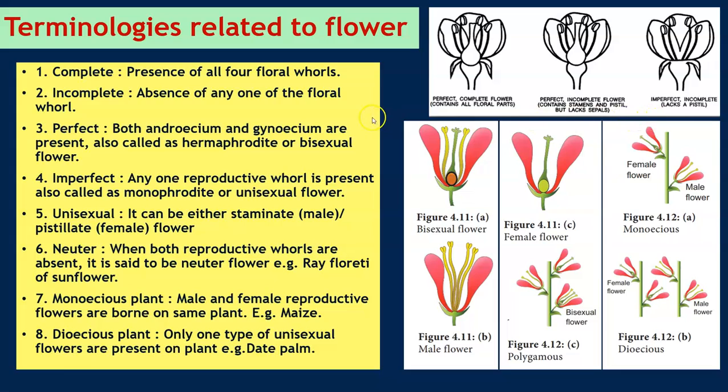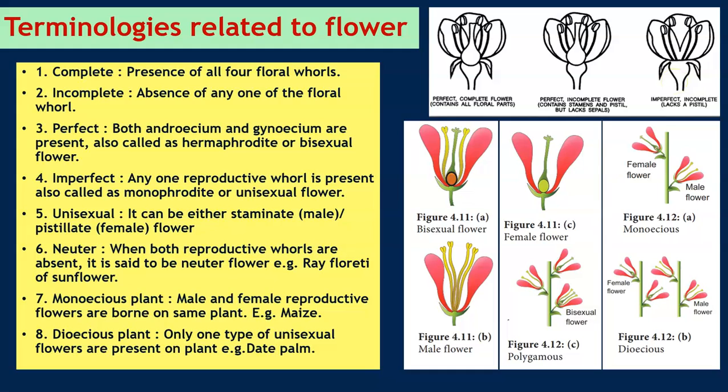So just a quick recap. What is a complete flower? When all the floral whorls are present, it is called a complete flower. When any one whorl among the 4 important whorls is absent or missing, then it is called the incomplete flower. And when it comes to perfect and imperfect, the flower in which both the androecium and gynoecium are present is called a perfect flower. But if it misses any one of the reproductive whorls, either the androecium or gynoecium, in this case the gynoecium is missing, then it is called an imperfect flower.